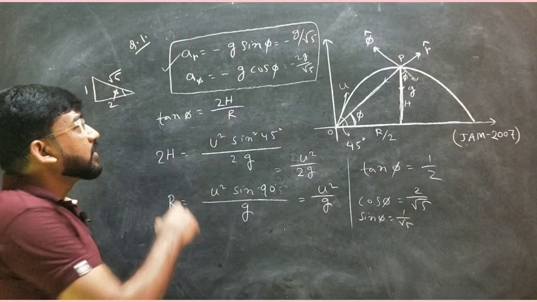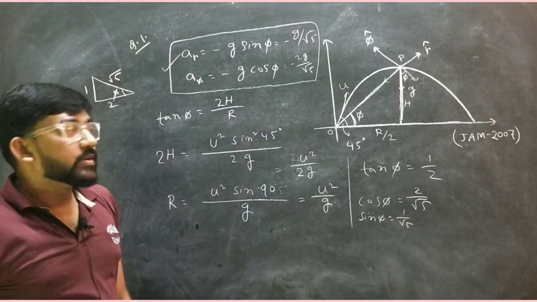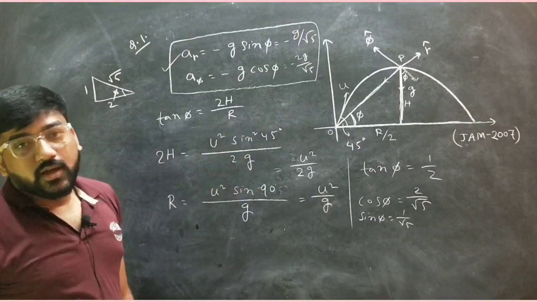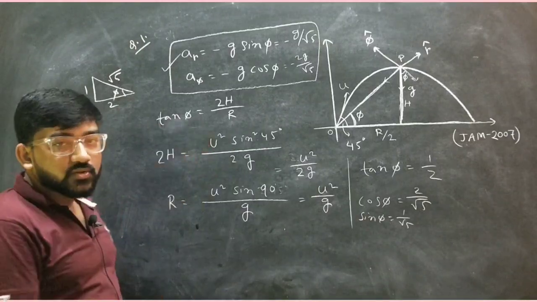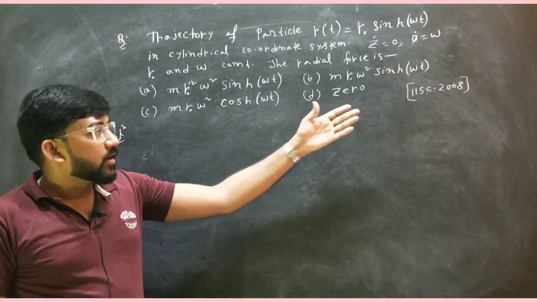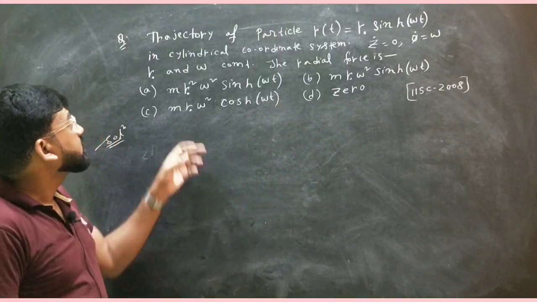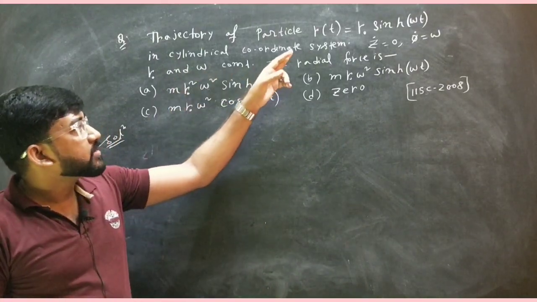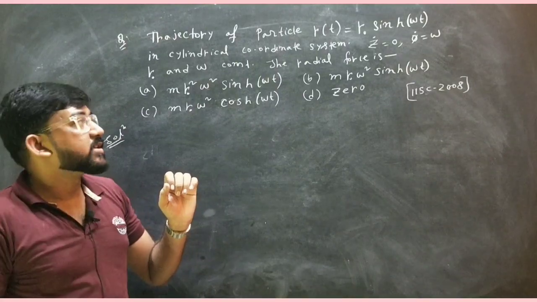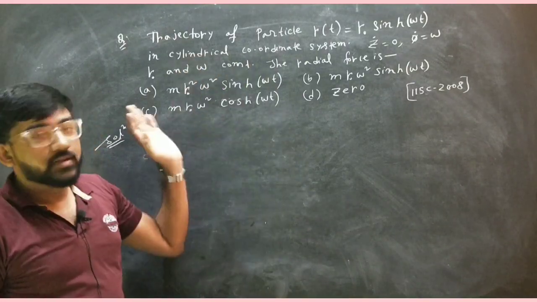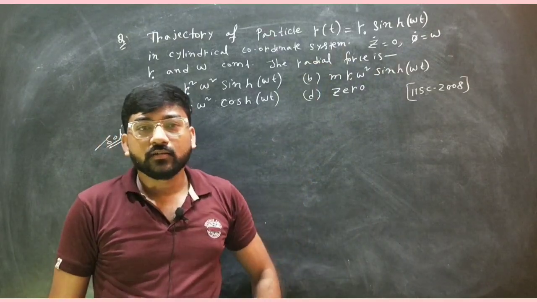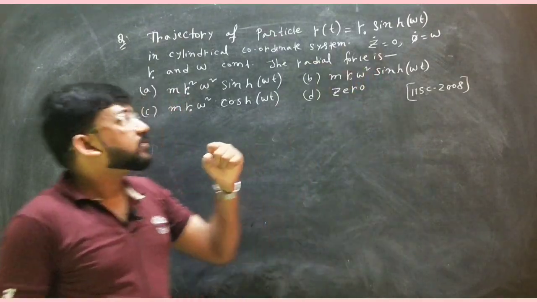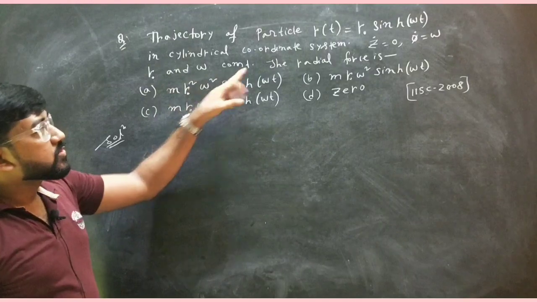Now let me tell you one more very important question, which was asked in IIC 2008. Let me solve this question also. What is the question? The trajectory of the particle is given as r of t equals r0 sinh omega t, in the cylindrical coordinate system. Also it is given that z dot is equal to 0 and phi dot is equal to omega. Our z dot is 0, and r0 and omega are constants.